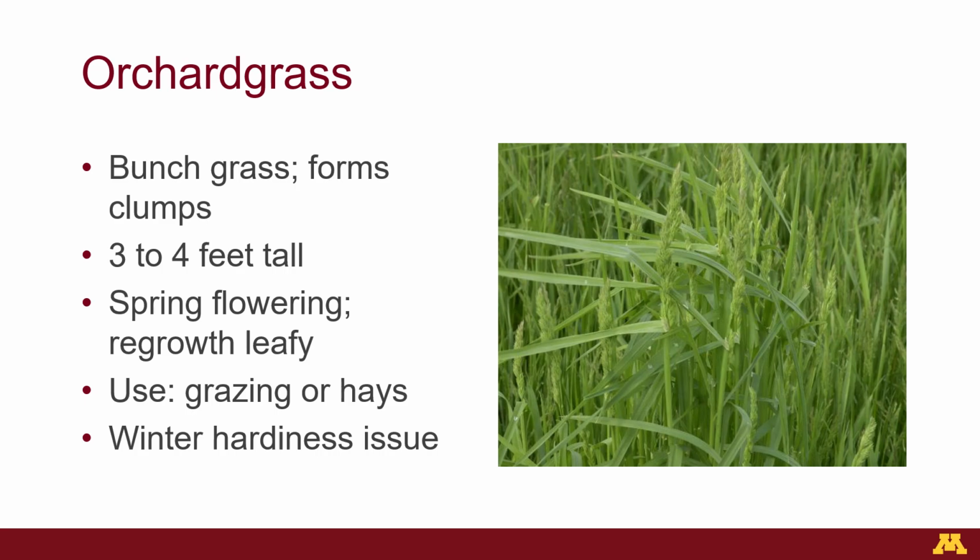Orchard grass is a popular grass for use in mixtures with legumes like alfalfa, or it can be grown in pure stands for grazing. It is a bunch grass that forms clumps. Orchard grass grows 3 to 4 feet tall. It is spring flowering and its regrowth is leafy. It has only moderate winter hardiness and is susceptible to winter injury. Its name is derived from its ability to tolerate shading, such as found under trees in orchards.